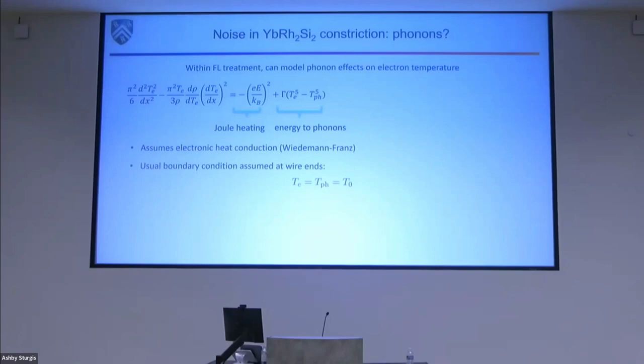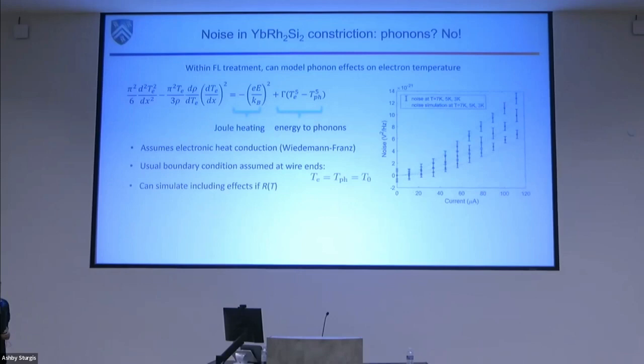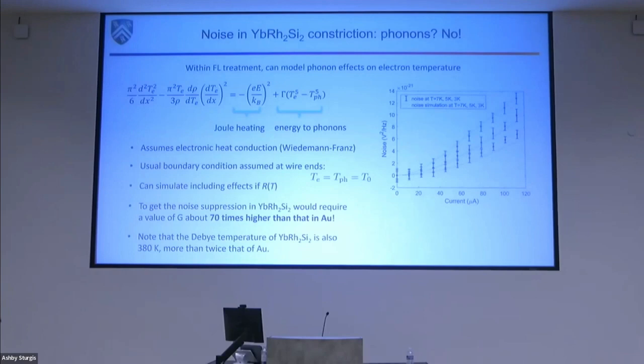And here is some example. I manually increase gamma from top to bottom. We can show that if we force gamma to be very, very large, we can really make the temperature profile almost flat. And how strongly do we need to suppress the noise? It turns out that we need gamma to be about 17 times larger than the gold.